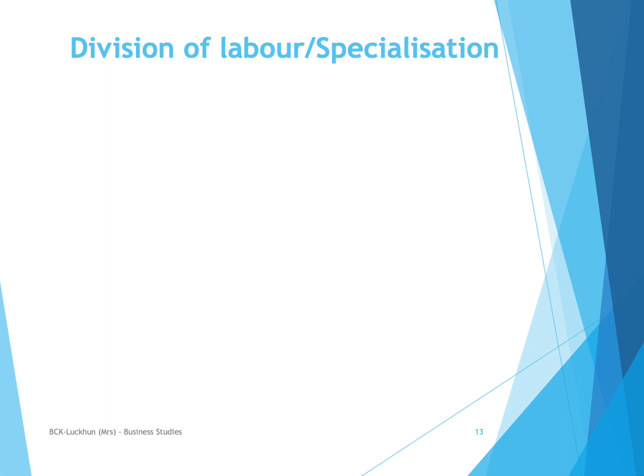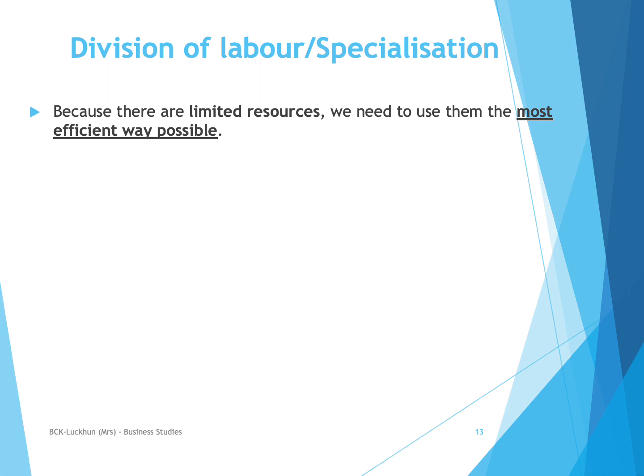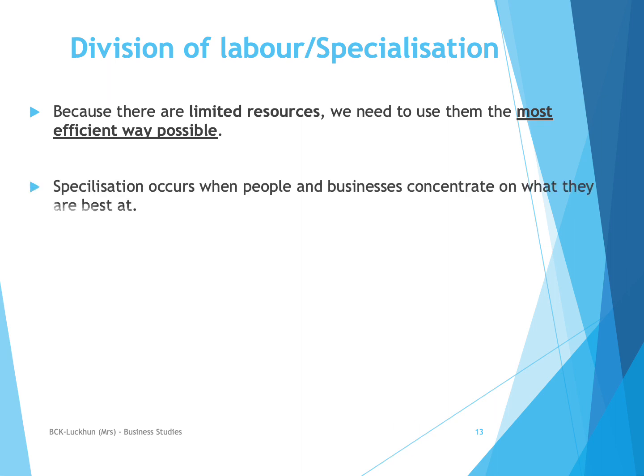Now, let us move on to division of labor or specialization. Because there are limited resources, we need to use them in the most efficient way possible. That is, no wastage. Specialization occurs when people and businesses concentrate on what they are best at.